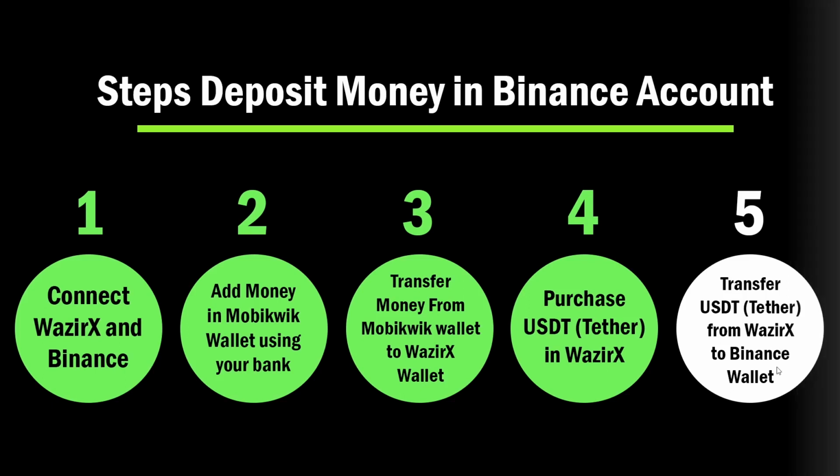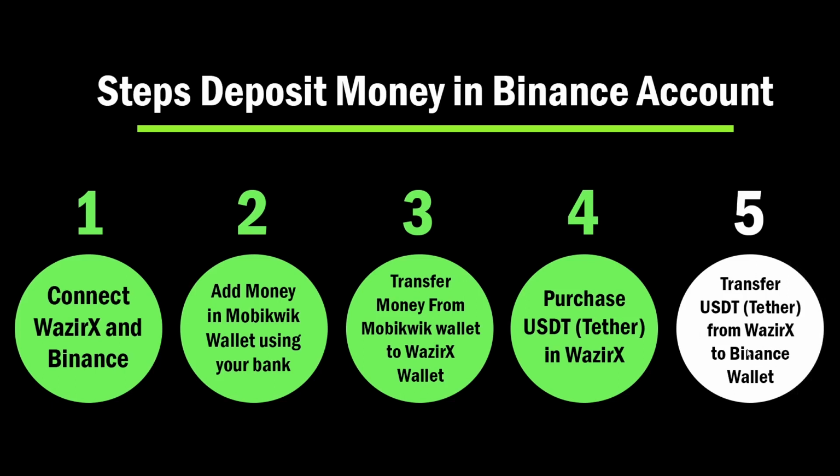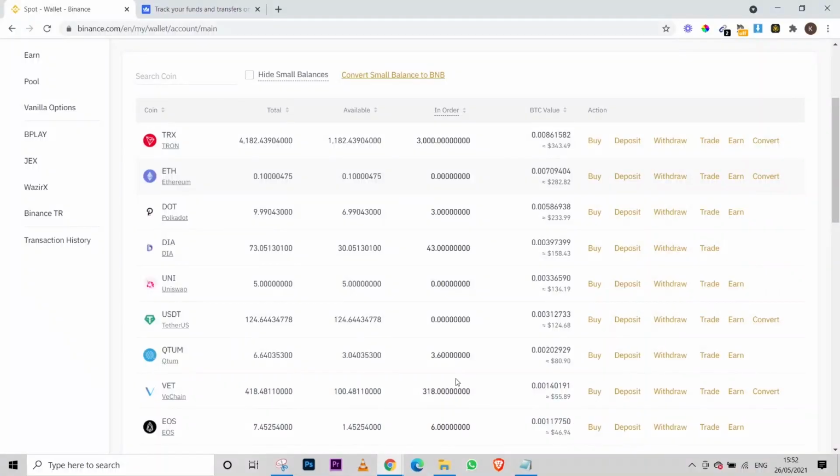Now we want to transfer that USDT from WazirX to the Binance wallet. So how can we do that? First, I would like to show you my Binance account. Here you can see I already have 124.64 USDT in my Binance account. Now I want to add that 39.2 USDT to this Binance account.